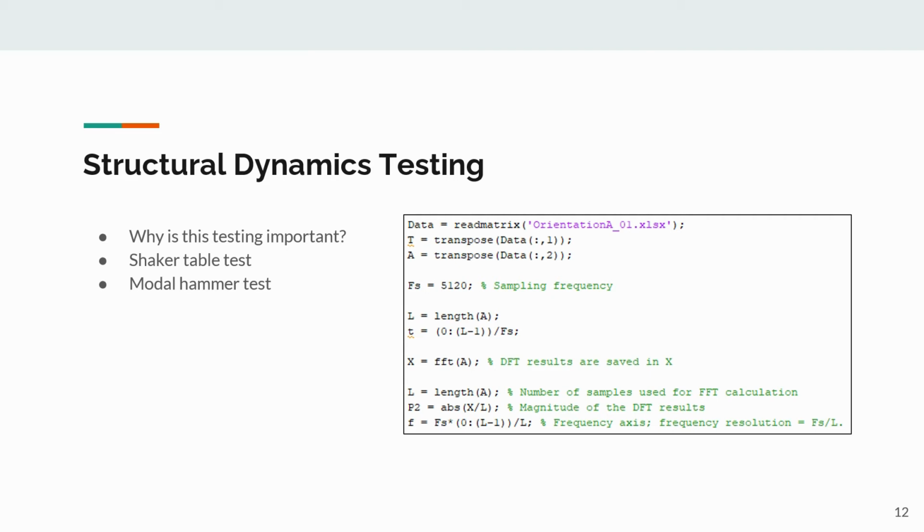A modal hammer test was then performed, also to determine the model's natural frequencies. This test was performed with 4 different sensor placements, which will be shown in the following result slides.